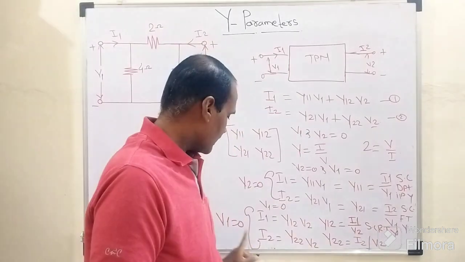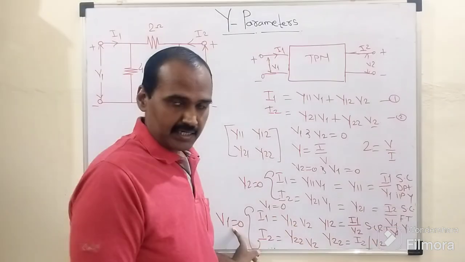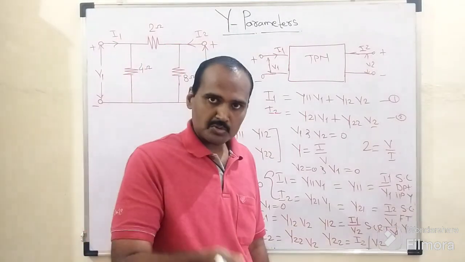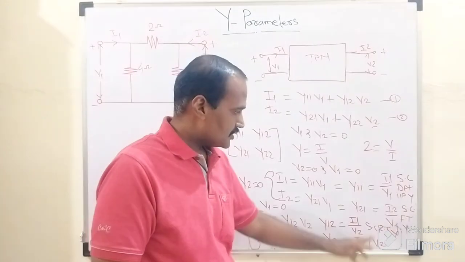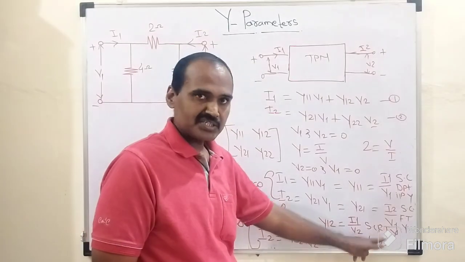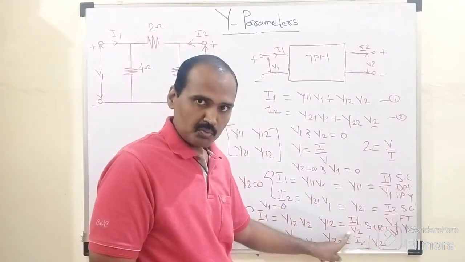Because V1 is treated as 0 when the voltage equals 0, that port is being short circuited. So it is the short circuited reverse transfer admittance, as it is the ratio of input to the output.